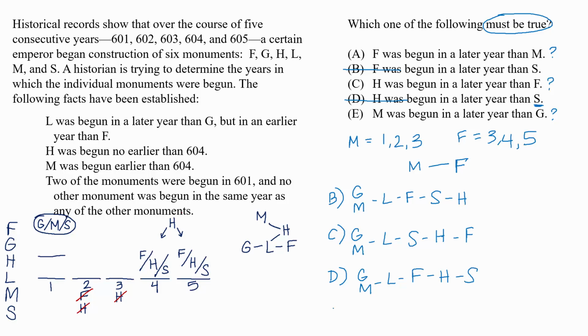And finally, choice E says that M was begun in a later year than G. But this doesn't have to be true because M could be earlier than G. We could put MS in 1, G in 2, L in 3, F in 4, and H in 5. So the answer is A.